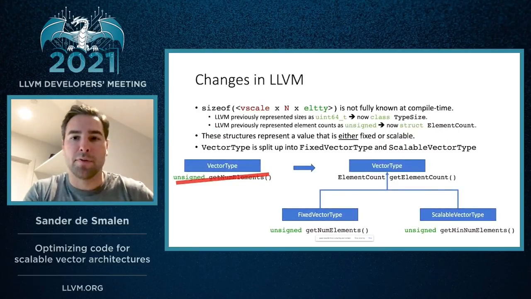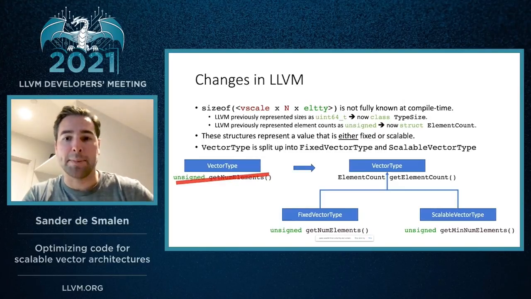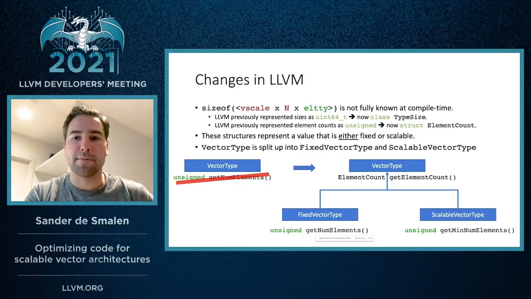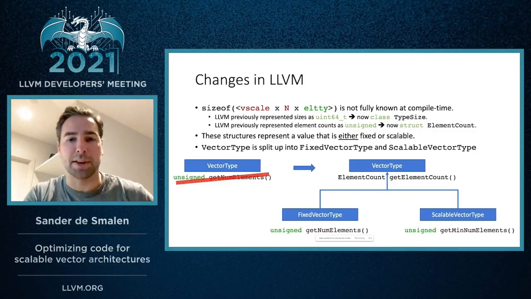Because vscale is not fully known at compile time, the size of a scalable vector type is also not fully known at compile time. That's why we had to make changes to some of the interfaces in LLVM. LLVM previously represented sizes as uint64_t, and they're now represented as a new class named TypeSize. LLVM previously represented element counts as unsigned, which are now represented as a new struct named ElementCount. These structures represent a value that is either fixed or scalable, and do not allow representing a type that has both a fixed and scalable component. Additionally, vector type is now split up into fixed vector type and scalable vector type.